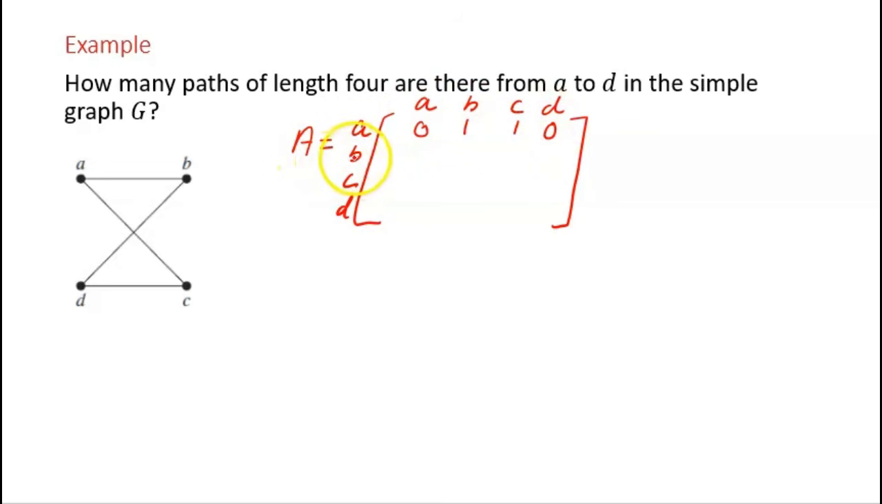Now if I go to B, it is joined to A and D, so it is joined to A and D, which is not joined to B and C. For C, it is joined to A and D, so C is joined to A and D, not joined to the vertex B and vertex C. And if I talk about D, it is joined to B and C, so D is joined to B and C, not joined to A and D.